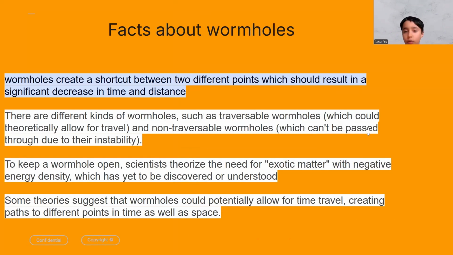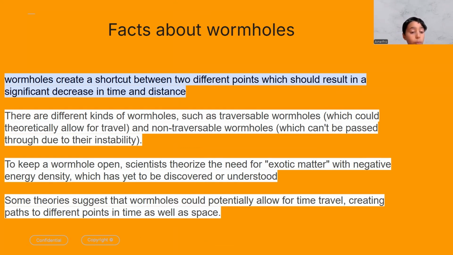Okay, facts about wormholes. Wormholes create a shortcut between two different points, which should result in a significant decrease in time and distance. There are different kinds of wormholes, such as traversable wormholes, which could theoretically allow for travel, and non-traversable wormholes, which cannot be passed through due to their instability.